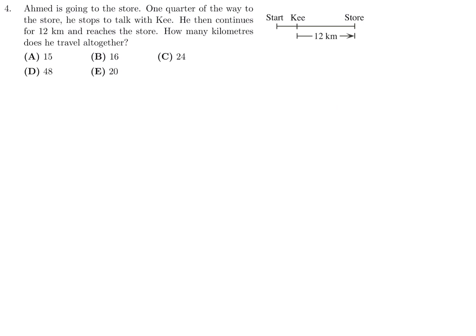Ahmed is going to the store. 1/4 of the way to the store, he stops to talk with Key. And then he continues for 12 kilometers and reaches the store. How many kilometers does he travel altogether? A quarter represents from the start to when he meets Key, and therefore the other part would be 3/4 from Key to the store. So 3/4 of the total distance, which I will call D, is represented by 12 kilometers. So this is the equation we have to solve. D is therefore 12 times 4 divided by 3, and that is 48 over 3, which is 16. So the total distance is 16, and therefore number 4, the answer is B.